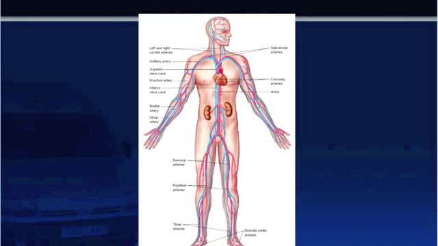Branches of the aorta form the carotid and subclavian arteries. The left and right carotid arteries are the major arteries of the neck, supplying the head and neck with blood. A carotid pulse can be felt on each side of the neck.